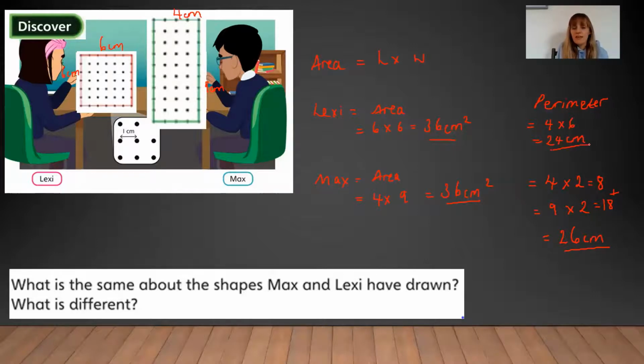So we can see then that Lexi's square, her perimeter is 24 centimetres, but Max's rectangle's perimeter is 26 centimetres. So there is something that is different. The perimeter of each shape is different, although the area of both of them is the same. So that can happen, that sometimes the area of the shape can be the same, but the perimeters can be different.